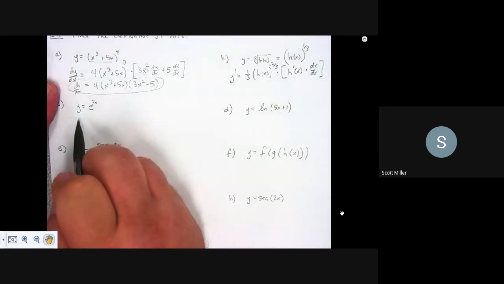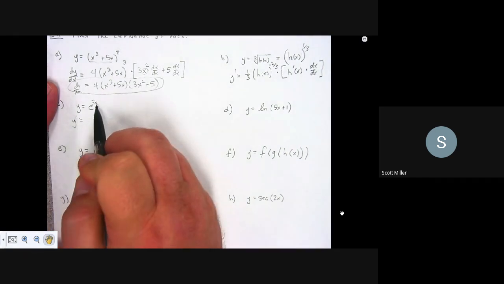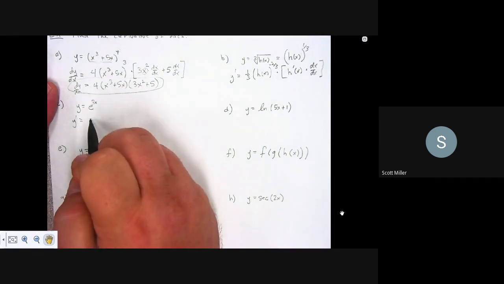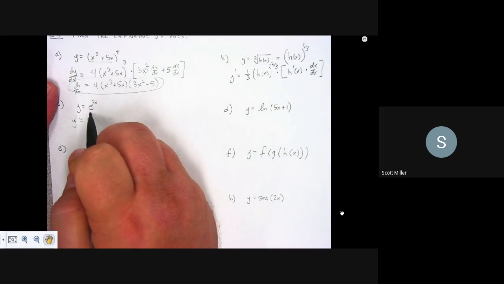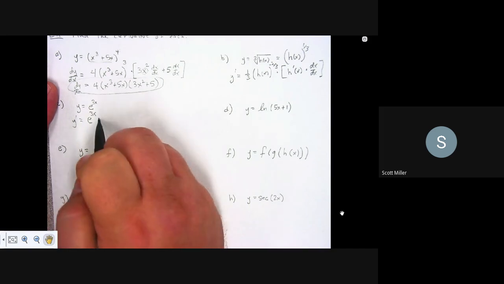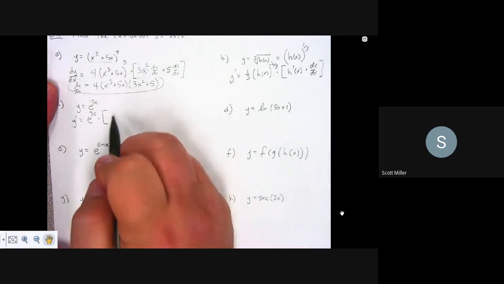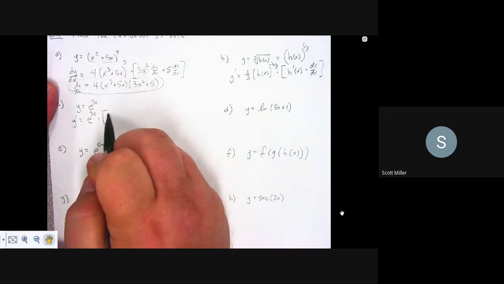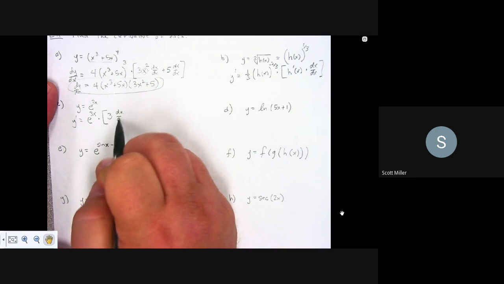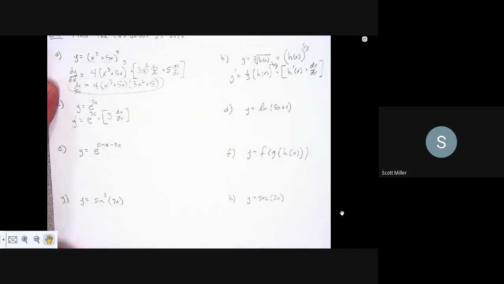Over here, y prime equals the derivative of an exponential to a power is its own derivative. So this is e to the 3x times, now I got to do the chain rule, the derivative of the exponent. The derivative of 3x is 3 dx dx. And there you go.